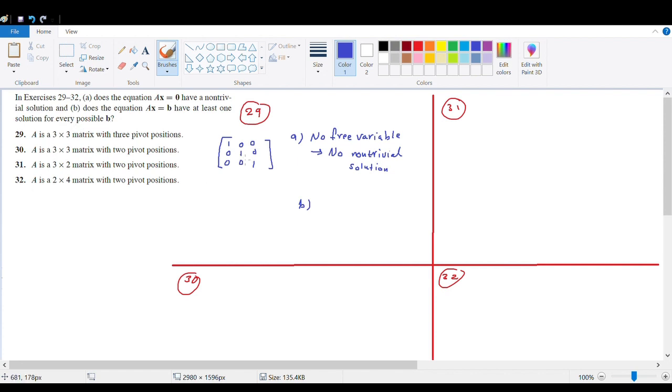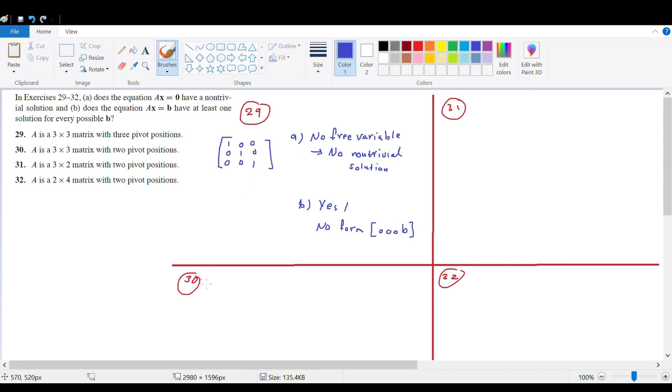Yes, because this one is consistent and it has a pivot in every row. That means all possible b can have a solution. Every possible b has a solution for this matrix. We can also write that there is no row of the form 0, 0, 0, b, because all of the rows have a pivot position.